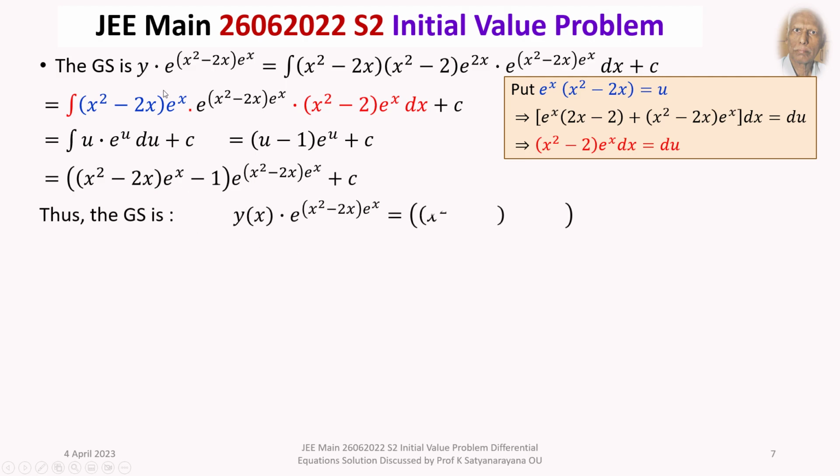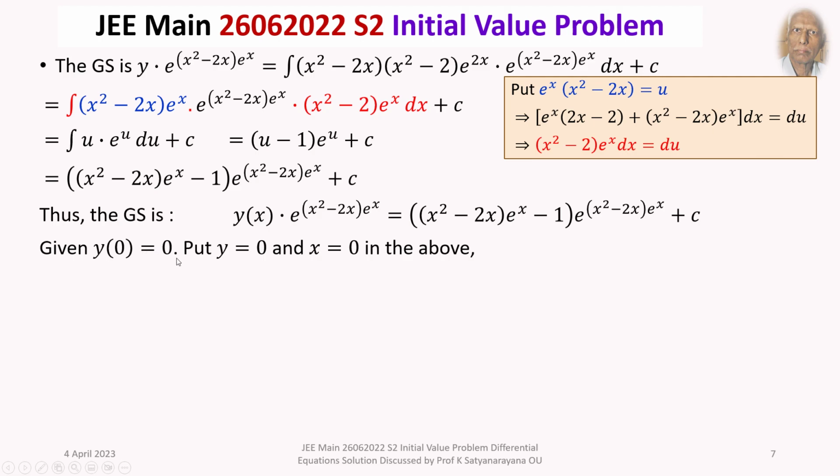Thus, the general solution is y, which is a function of x, y of x into e power x square minus 2x into e power x is equal to whatever we got here, that we have written here. Now, to evaluate this c, we are given an initial condition, that is y at 0 is equal to 0. That is, the value of y is 0 when x is equal to 0. So, put y is equal to 0 and x is equal to 0 in the above general solution.